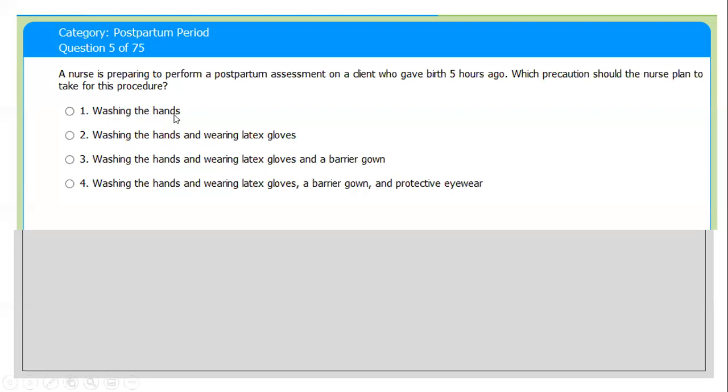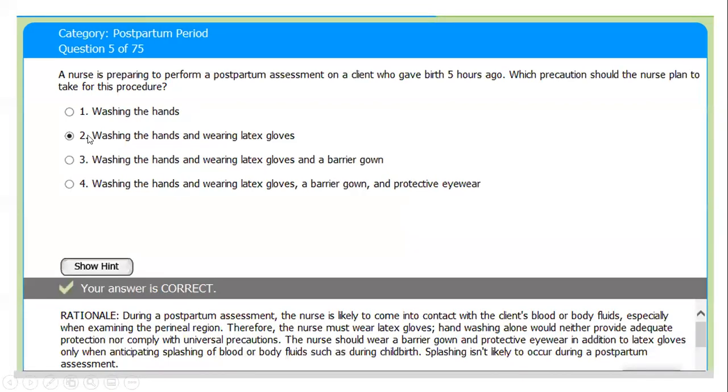Number one, washing the hands. Number two, washing hands and wearing latex gloves. Number three, washing hands and wearing latex gloves and a barrier gown. Number four, washing hands and wearing latex gloves, a barrier gown, and also protective eyewear. The correct answer is number two, washing hands and wearing latex gloves.